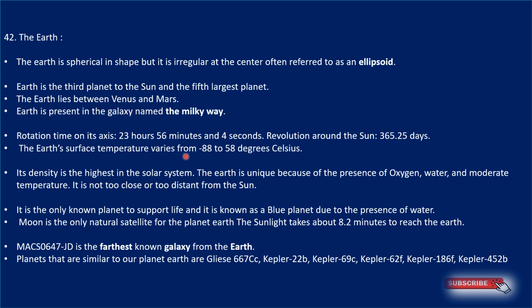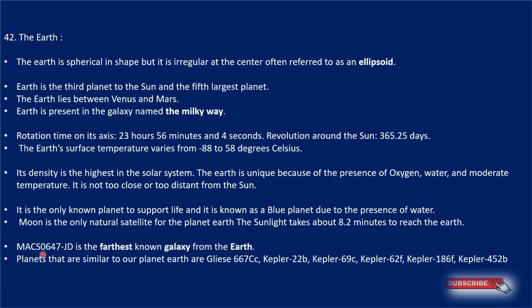The Earth's surface temperature varies from -88 to 58 degrees Celsius. Its density is the highest in the solar system. The Earth is unique because of the presence of oxygen, water and moderate temperature. It is not too close or too distant from the Sun. It is the only known planet to support life and it is known as the blue planet due to the presence of water. The Moon is its only natural satellite. Sunlight takes about 8.2 minutes to reach Earth.